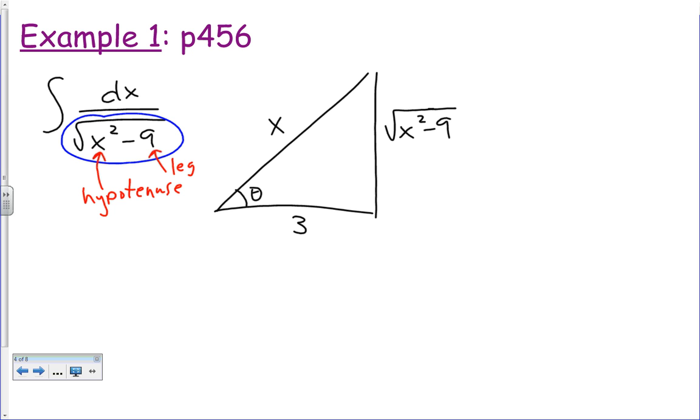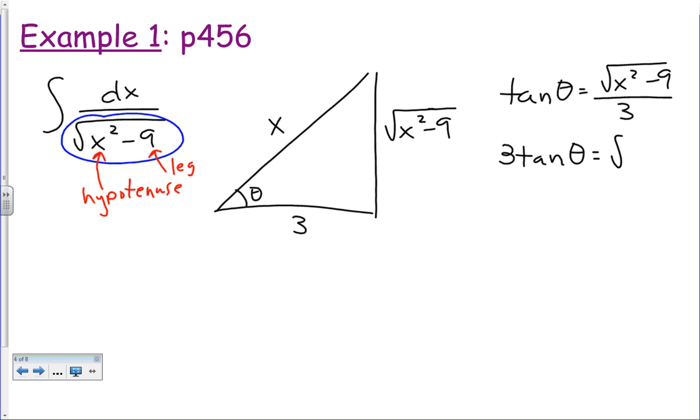Now that I've got the triangle drawn, I can actually go and find what my radical is equal to. So I'm going to start out with the vertical leg, that's got the radical on it, and my horizontal leg, because that's got the constant. That's what we said, always involve the constant when you set this up. So that sounds like opposite and adjacent sides. That sounds like tangent. Tangent of theta is equal to the square root of x squared minus 9 divided by 3. And solving for that radical, you have 3 tangent of theta is equal to the square root of x squared minus 9.